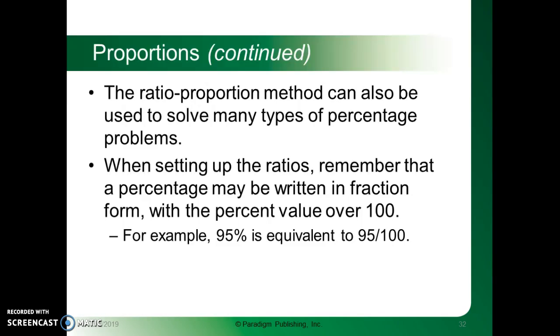The ratio and proportion method can also be used to solve many types of percentage problems. When setting up the ratios, remember that a percentage may be written as a fraction, the percentage value over 100. So for example, if we have 95%, we know that's equivalent to 95 over 100.